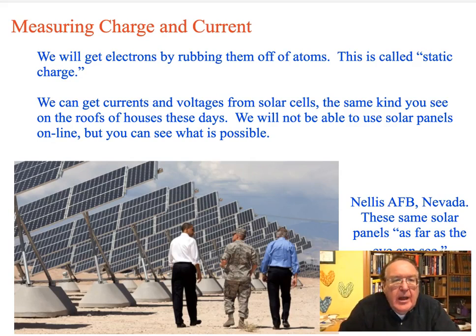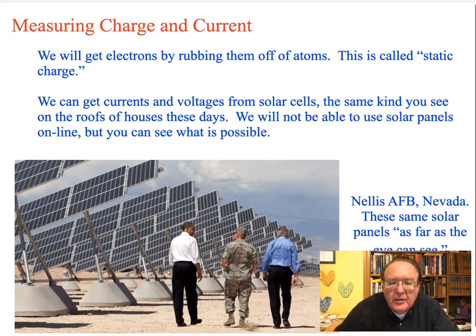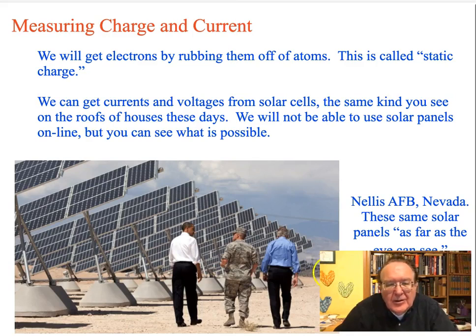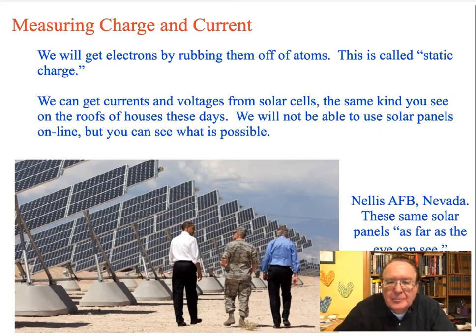Okay? Now, as I mentioned, we usually get the currents and voltages from solar cells, which are effectively like batteries. And so I left in this old photograph, actually, of an Air Force base in Nevada. And you can see, as far as your eye can see down here, there are banks of solar panels, okay?